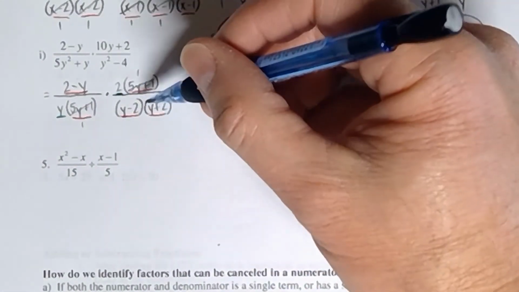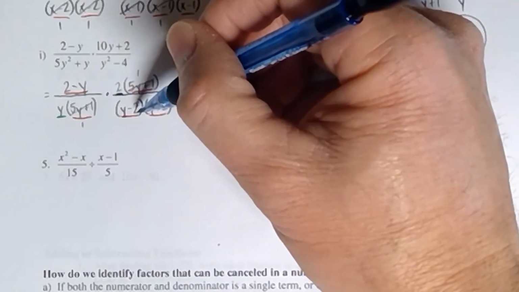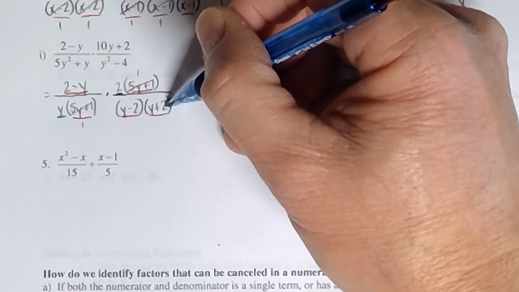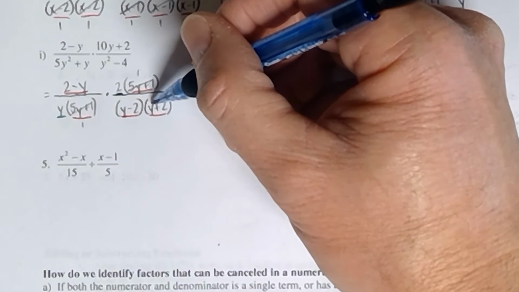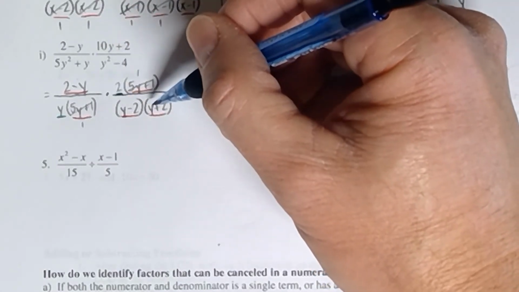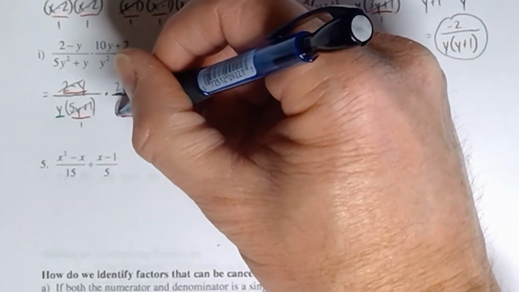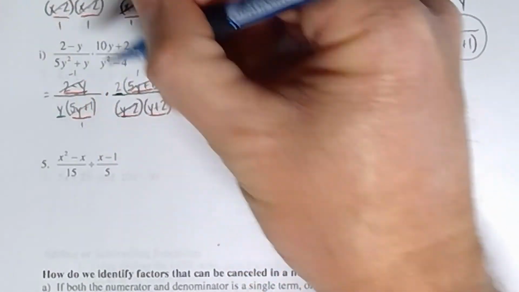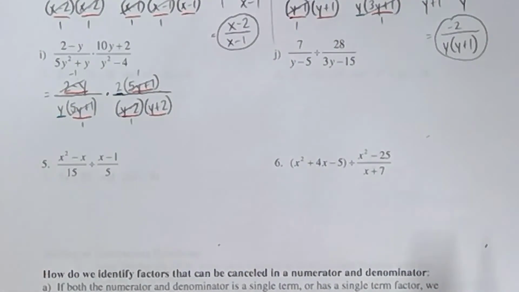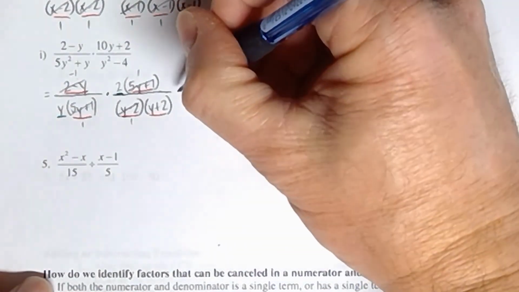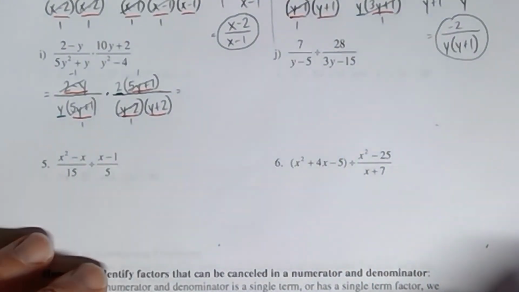2 minus y and y minus 2 have that opposite sign thing going on. But do not do y plus 2 because only the y's are opposite sign if you look at y plus 2. The 2's are not, so you can't do that one. They both have to have opposite sign in order to do this negative 1 over 1 thing. Okay. Now I have canceled everything I possibly can.